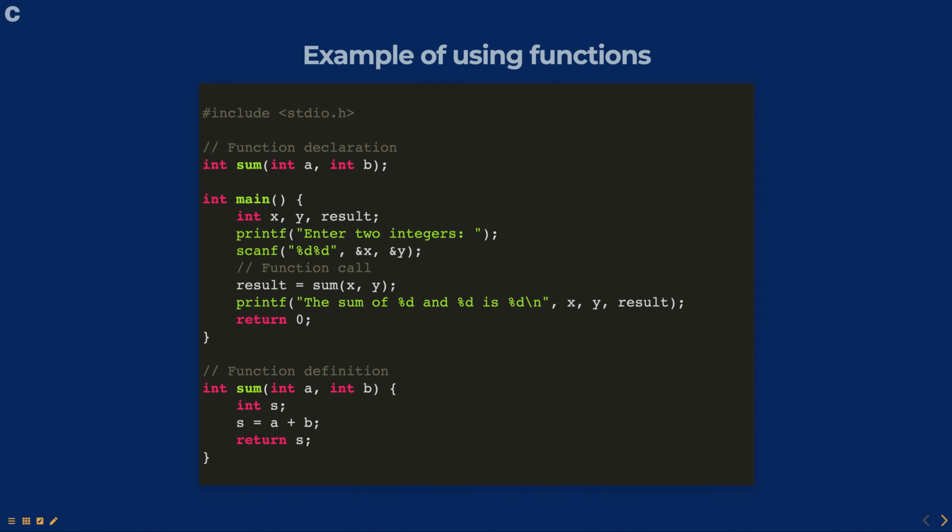The main function prompts the user to enter two integers, which are then passed as arguments to the sum function. The function returns the sum of the two integers, which is stored in the variable result. Finally, the sum is displayed on the screen. This example demonstrates the use of functions to improve code readability and reusability.